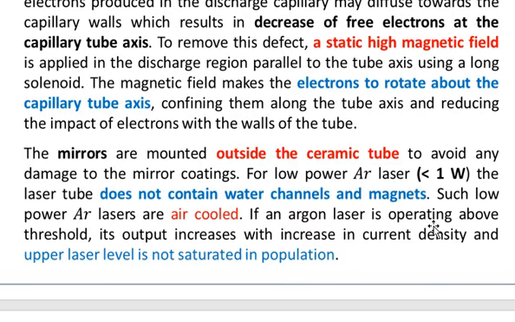If an argon laser is operating above the threshold, that is, the purpose is a more intense beam, its output increases with the increase in current density, and the upper laser level is not saturated in population. Because if the population is above the threshold and we are providing more energy, more current density, then of course the upper laser levels will not be saturated, because more decay of the upper laser level to the lower laser level will take place and will result in a more intense output laser beam.